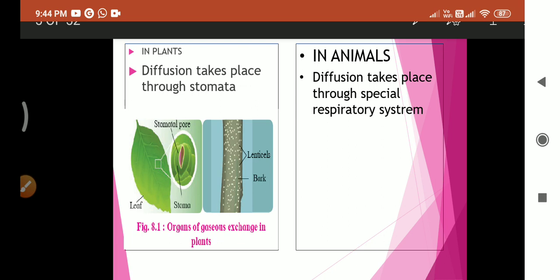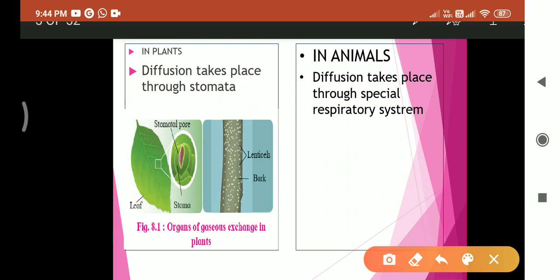So plants have gaseous exchange with the help of two structures: lenticels, and then stomata. When we talk about animals, there is a huge variety of animals. In animals also respiration takes place. The process here is also diffusion.